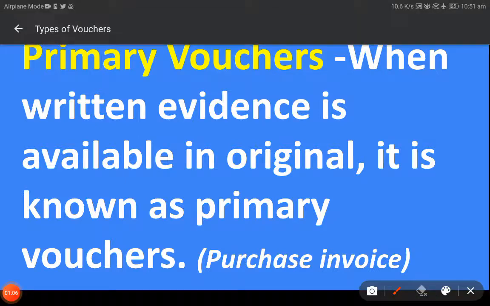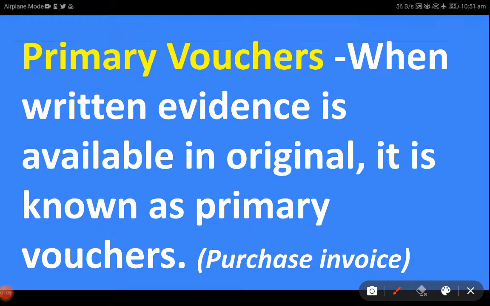So first, talking about primary vouchers. Primary vouchers is when written evidence is available in original, okay. It is known as primary vouchers. For example, when you purchase something and you go to a shopkeeper and he gives you an invoice, he gives you the original invoice, okay. Of course, he will keep a duplicate copy with himself. So for you, that original invoice is called primary voucher because you are having the original one, okay. So when written evidence in the form of invoice is in original.